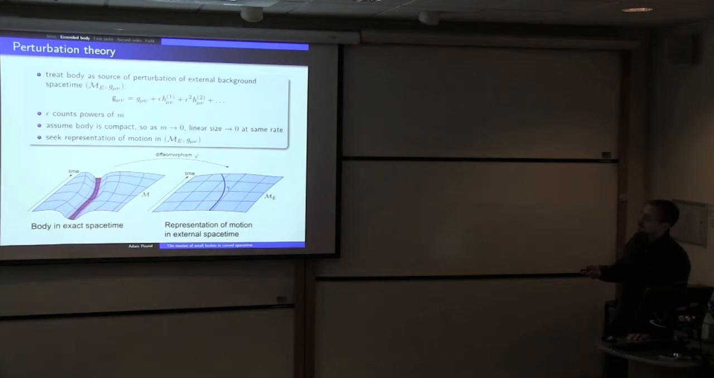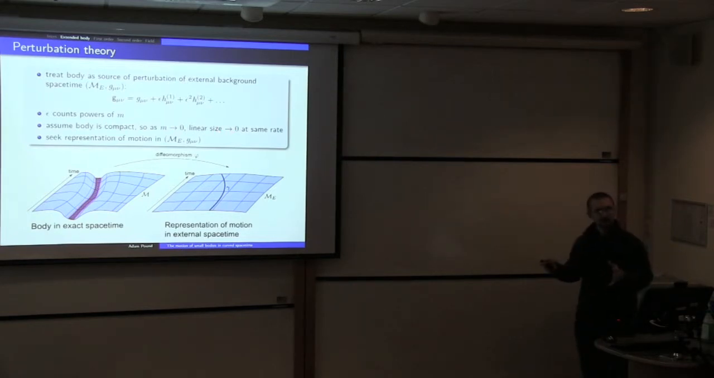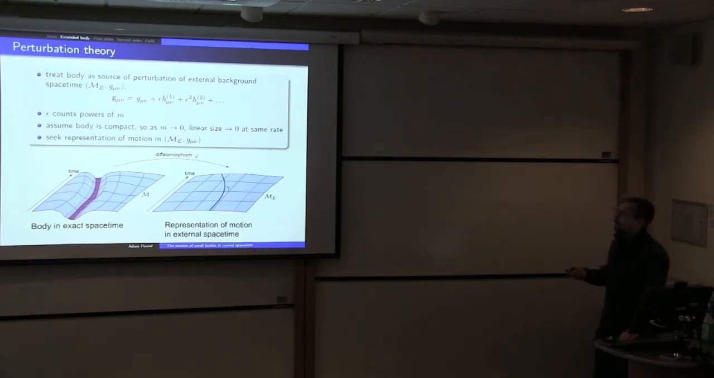I'm going to assume that the body is compact, so that as I take the limit of the mass going to 0, I also take the limit of the linear size of the object going to 0. And then in this limit, I want to seek some representation of the motion of the object in the external background metric. So I take this exact spacetime, I map it onto an external background, and I want to take this complicated structure here and reduce it to just some world line in the background.